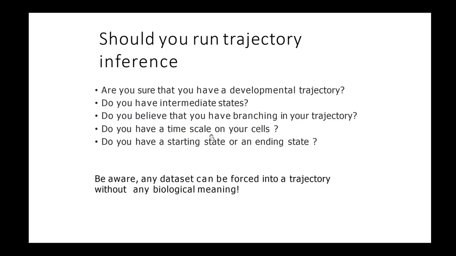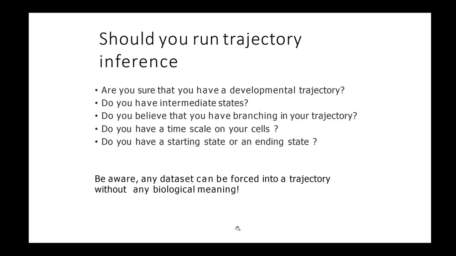I guess some of you might answer that with yes, by having some stem cell-like cells. So they know these are the cells that can differentiate into any other cells. So then you have a starting state and then it does make sense to do a trajectory analysis, or you know that you have a very end state of your cells, so cells that are super differentiated, for instance, and then you know that you should try to make a trajectory on your data.